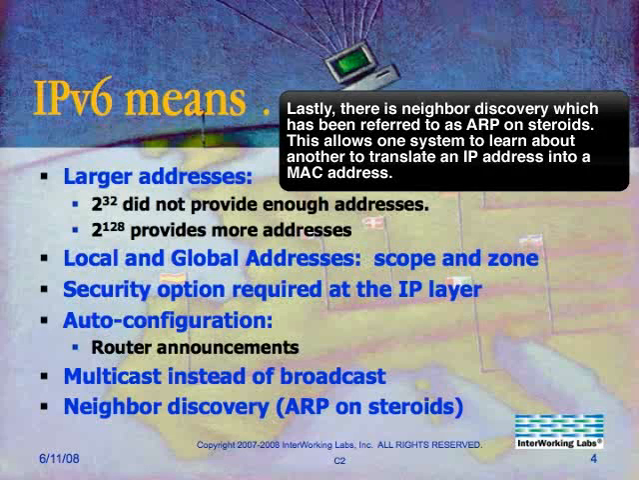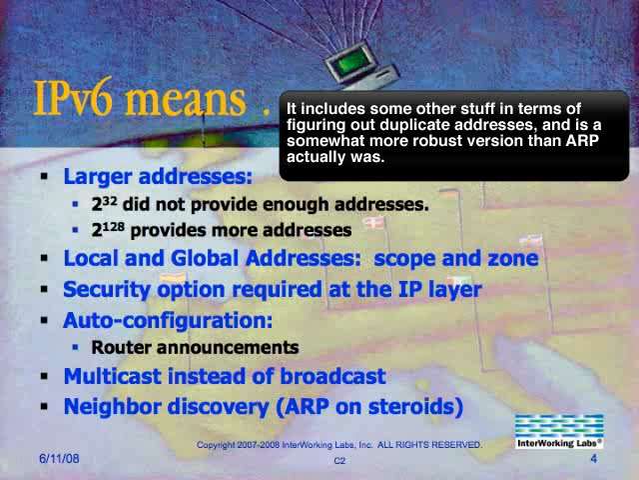And lastly, there's neighbor discovery, which has been referred to as ARP on steroids. This allows one system to learn about another, to translate an IP address into a MAC address. It includes some other stuff in terms of figuring out duplicate addresses, and is a somewhat more robust version than ARP actually was.